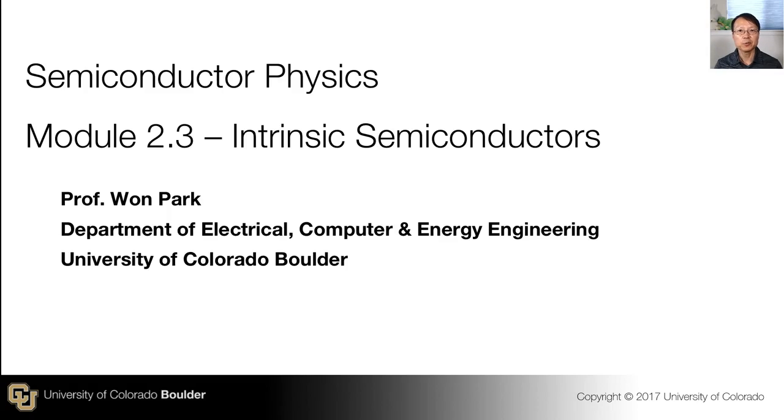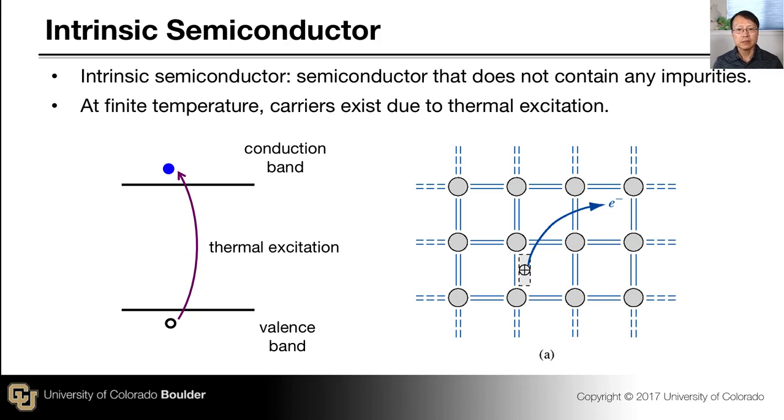In this video, we will discuss intrinsic semiconductors. Now, we know how to calculate the electron concentration in the conduction band and the hole concentration in the valence band. The only missing information is the Fermi level position, Fermi level E_F, relative to the band edges, E_C, the conduction band edge, and E_V, the valence band edge. Now, in order to evaluate that, we need to know more about the semiconductor that we're dealing with.